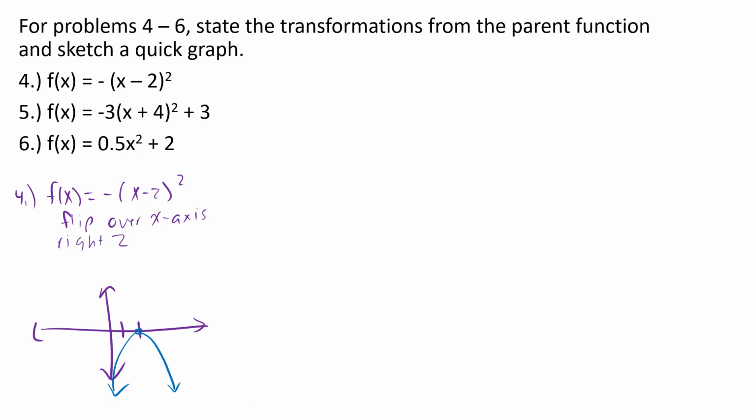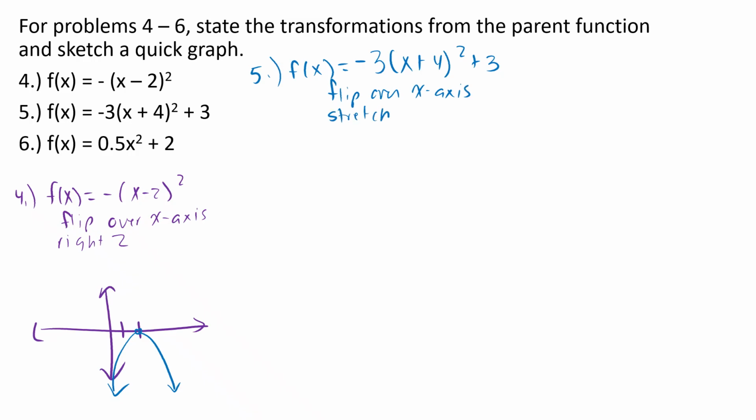For number 5, we have -3(x + 4) all squared plus 3. So we start with the transformations. We know this has a flip over the x-axis. We know that it is stretched, and that gets really hard to do when you're just doing a quick graph, like a super quick graph, because it's more challenging to do. But we'll do our best.